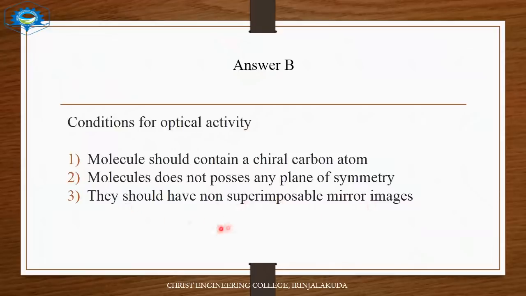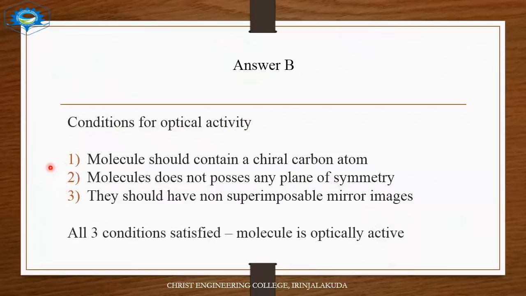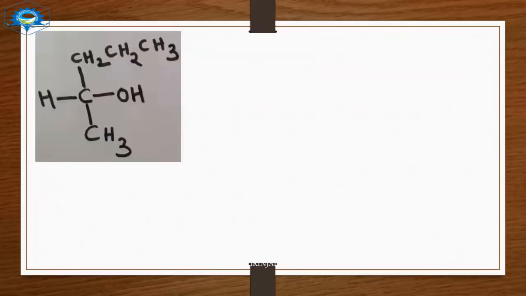That means non-superimposable. It's the condition: the mirror image and the original molecule can't be superimposable. That is a non-superimposable mirror image. If all three conditions are satisfied, then we can say the molecule is optically active. If any one condition is not satisfied, then it is not optically active. So our answer is B, 2-pentanol. All three conditions must be satisfied.